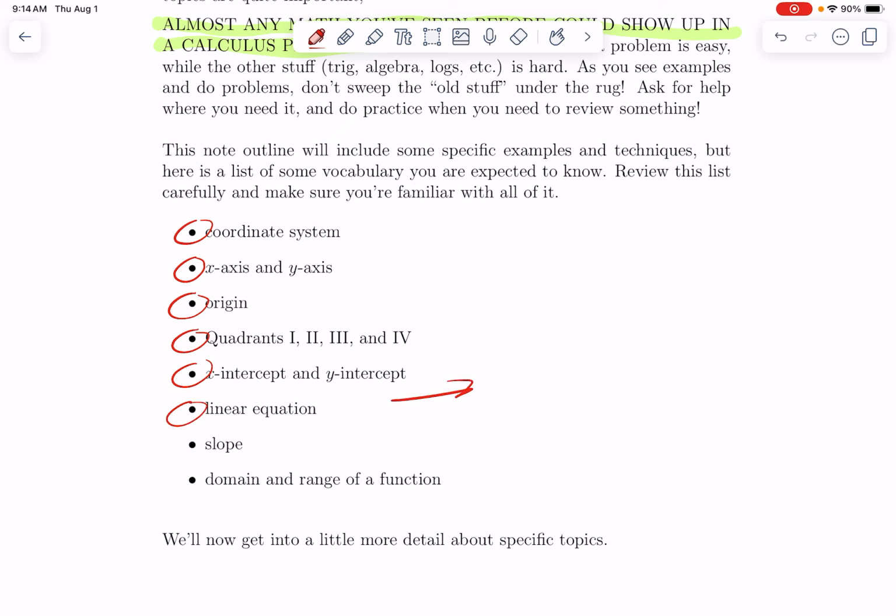Linear equations just mean an equation where we're not doing anything more complicated than just multiplying the variable by a number. Right? So no trig, no exponents, no squaring. Slope, you should certainly understand how to calculate. We'll talk a little more about its meaning later on in this section. And then you should know what domain and range are.